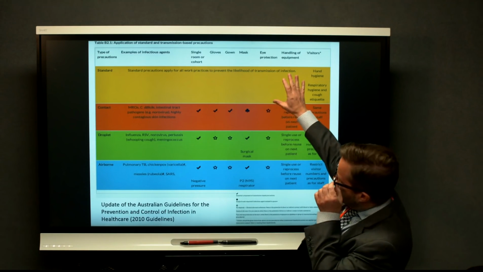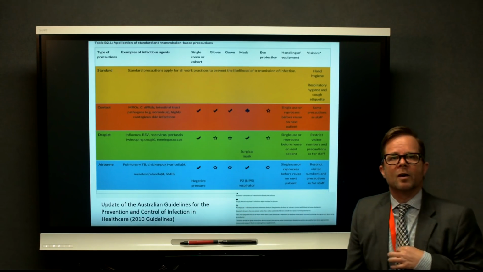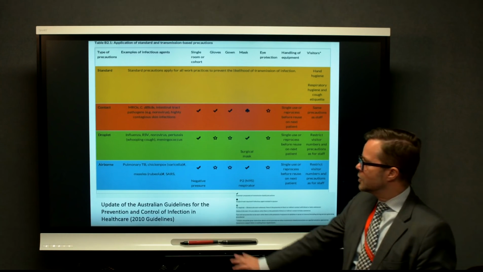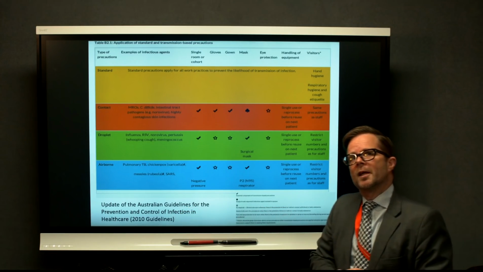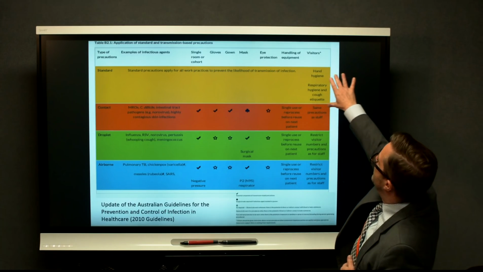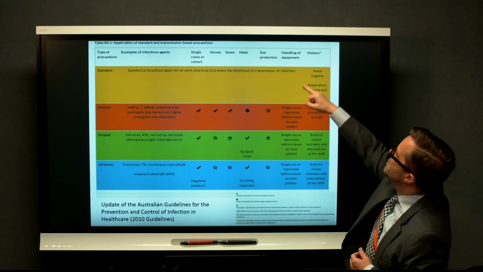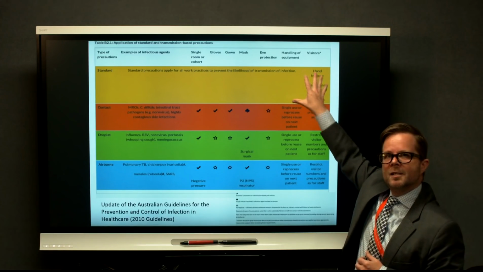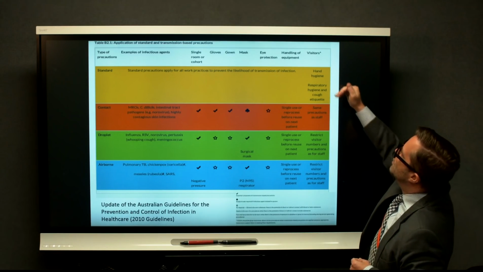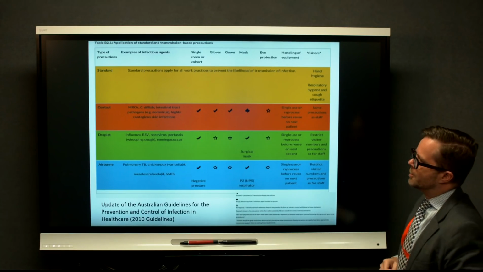So this table I quite like, and I've taken it from an update of the Australian guidelines for the prevention and control of infection in Australia, 2010, and I've put that on the LMS for you as a guide. But you can see here that most of the infections that we want to control in dental surgery, we can manage through standard precautions. That's this orange bar at the top here. So hand hygiene, respiratory hygiene, and cough etiquette. They are enough to prevent the transmission.